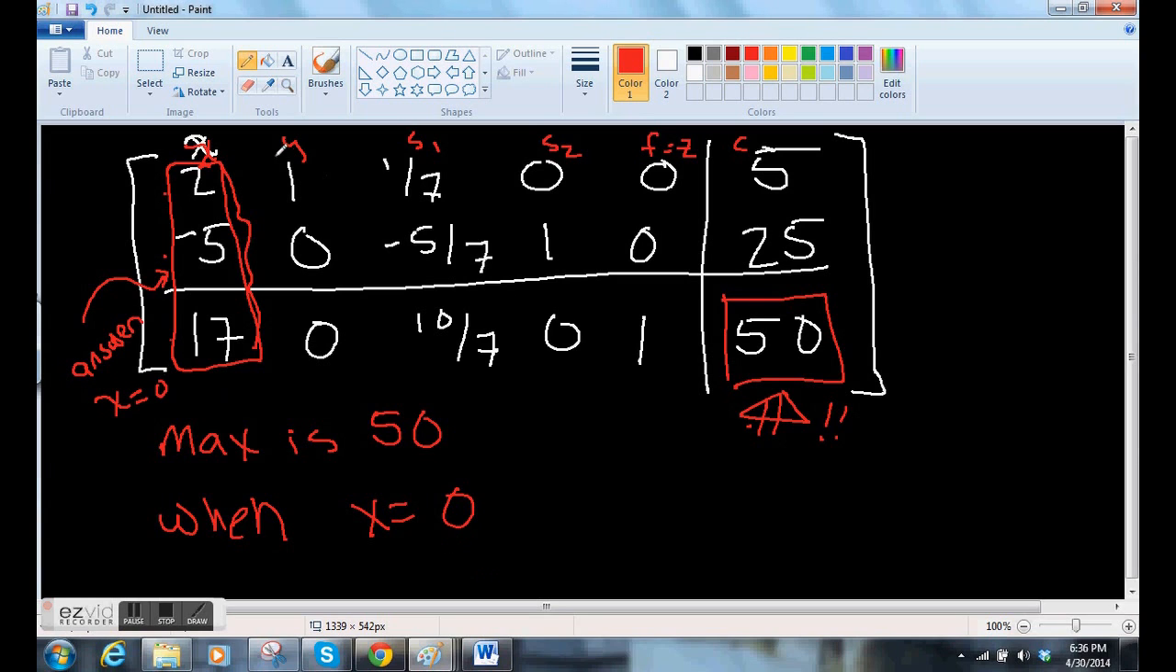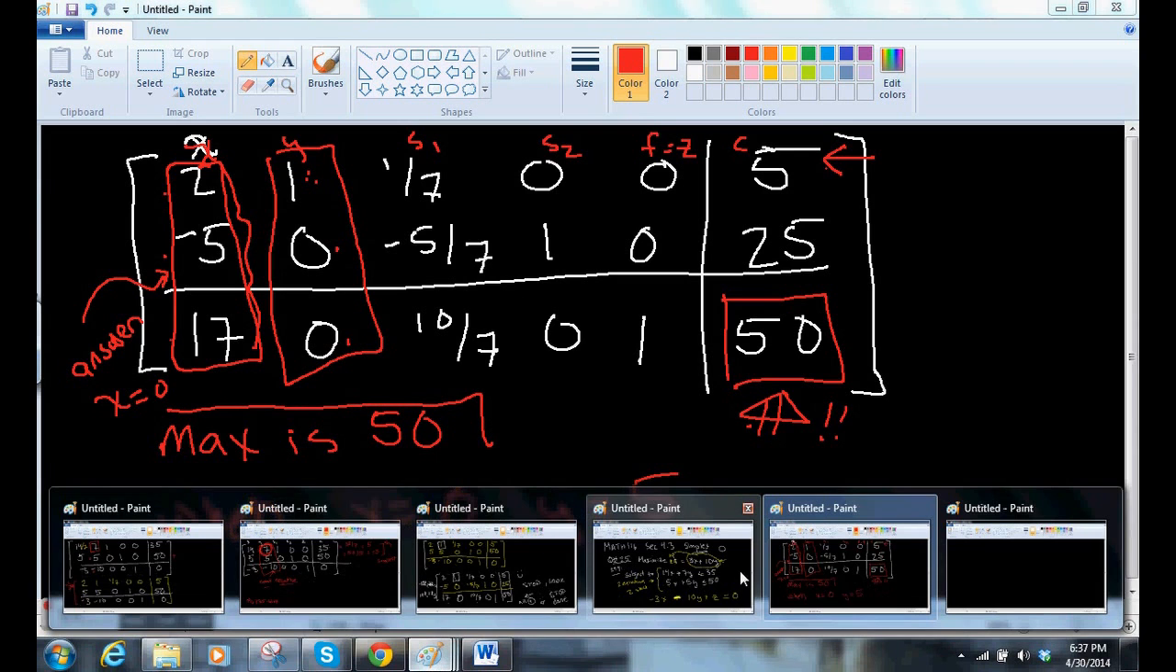Now look at the y column. Oh, that's nice. We have 1, 0, 0. So the 1 goes with the 5, because the 1 is up here, so that goes with the 5. And y equals 5. We don't really care about the slack variables. Who cares? They're slackers. So that's our answer. How easy was that? Maximum is 50 when y is 5 and x is 0. And that is your answer.